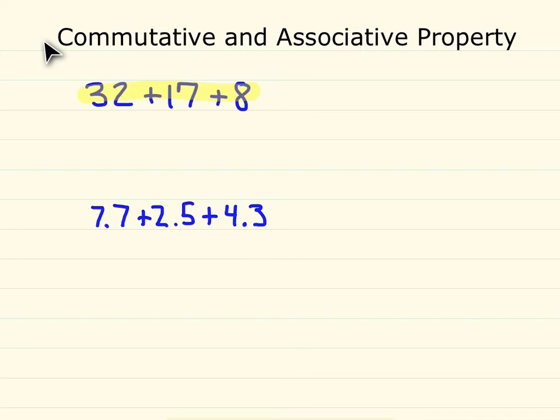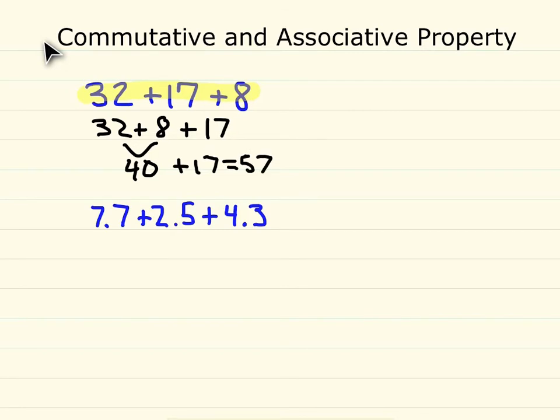So we could reorder our addends to 32 plus 8 plus 17, and this will make our life easier because 32 plus 8 will make a perfect 40, and then add 17 to that, and we get 57. So by changing around the order of our addends, we're able to do the math easier and also mentally.